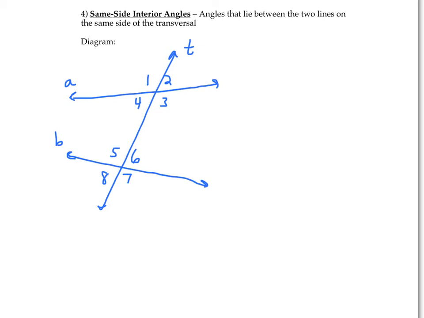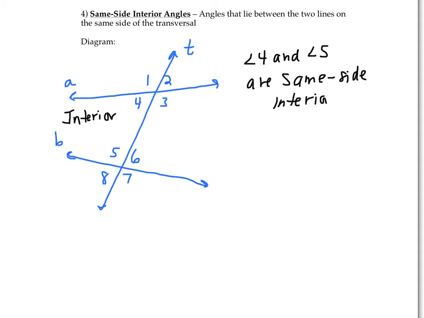Unlike the corresponding angles description, the same side interior angles description is a better fit. It says, same side interior angles are angles that lie between the two lines on the same side of the transversal. So they have to be in the interior. Remember, we have 4 interior angles, angles 3, 4, 5, and 6. And of course, the name says they have to be on the same side. So you can say that angle 4 and angle 5 are same side interior. Our other pair would be angle 3 and angle 6.